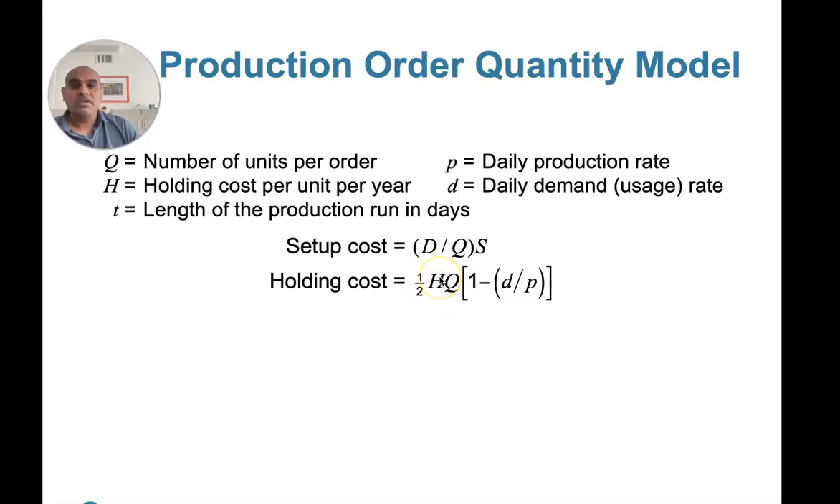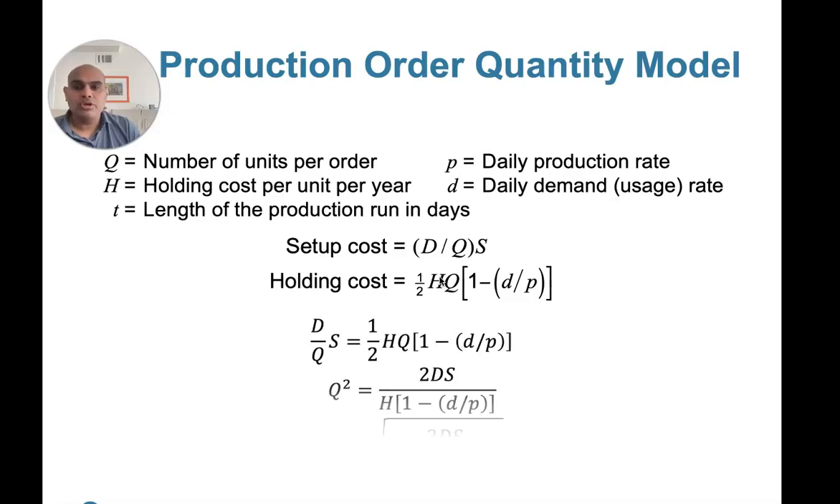This is the holding cost. Again, remember that to find the optimal order quantity, you set these two equal to each other and you solve for it, and you'll notice that this is the formula for the optimal production order quantity, right?